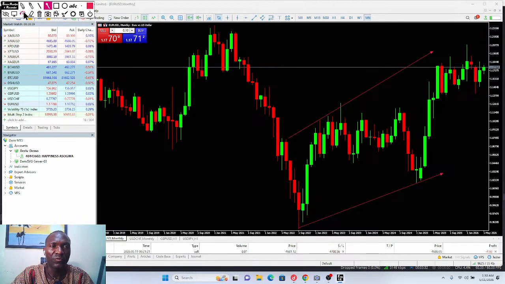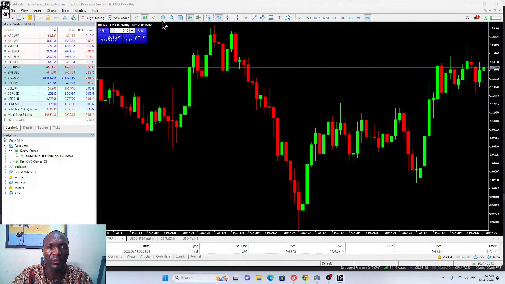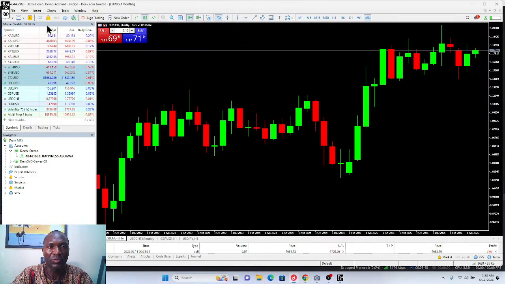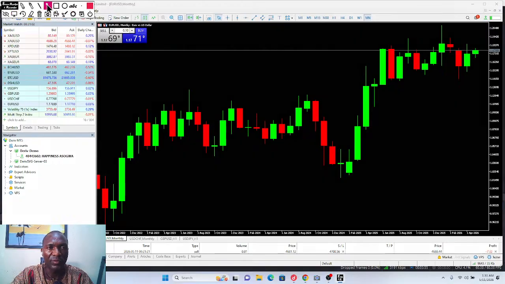Now, for you to understand it easier, I'll zoom in. I'll just pick two particular candles, and I'll use that to explain. So, okay, let's say we are looking at these two candles, this red and this green.